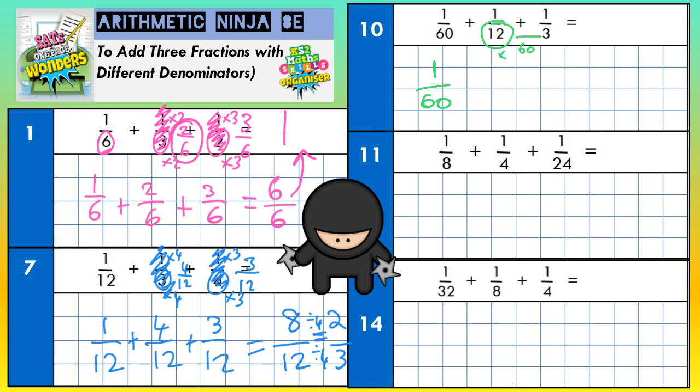you need to times that by 5. So you need to do 1 times 5, which is 5. So that's 5/60ths. 1/12 is equivalent to 5/60ths. Scribble out the 1/12 because you don't need that anymore, and make a note that you've got 5/60ths.